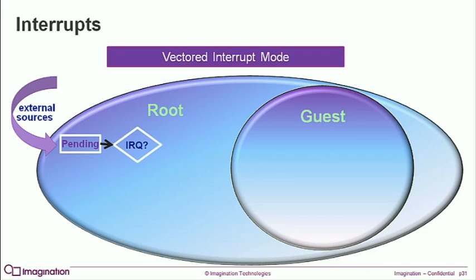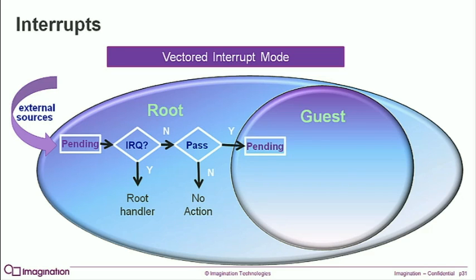Next, the pending interrupt is checked against the root interrupt mask. And if the mask is set, then the root will receive the interrupt. If it is not, then a pass-through mask is checked to see if it is to be passed through to the guest. If it is not set, then nothing happens.